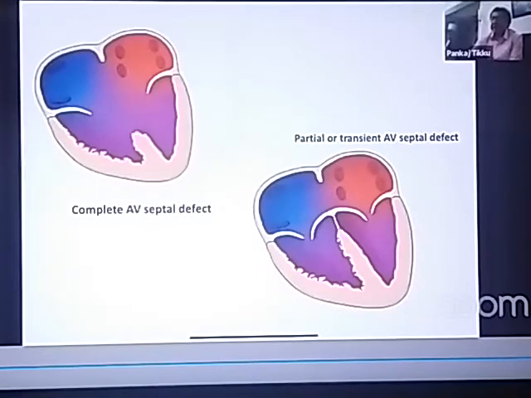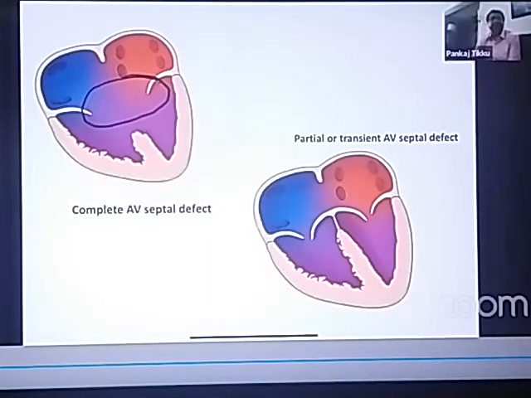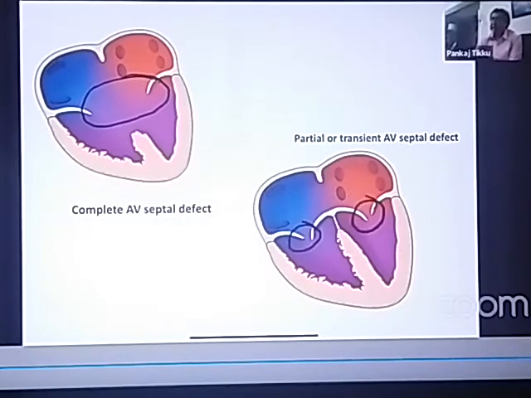You can see here, this is the single atrioventricular valve. You can't see the normal separate chambers of the heart, just a single atrioventricular valve. Normally it should have been like this. But here it is only a single atrioventricular valve. This type of atrioventricular defect or endocardial cushion defect is known as a complete defect.